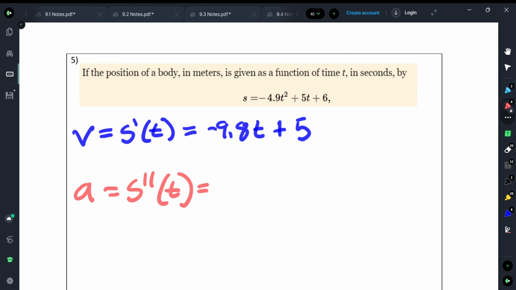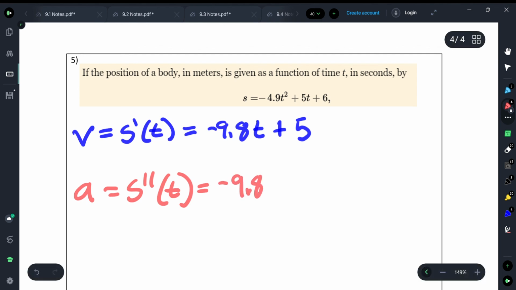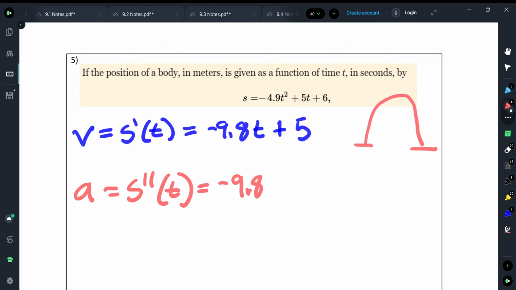Take the second derivative, which is literally just going to be this 9.8, which is the acceleration of gravity for something that is thrown in the air, because this is just a parabola that looks something like that. So when you throw it in the air, how fast is it speeding up towards the ground? It's the speed of gravity.